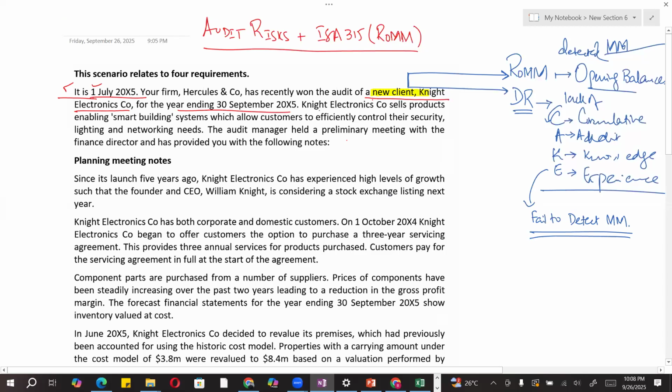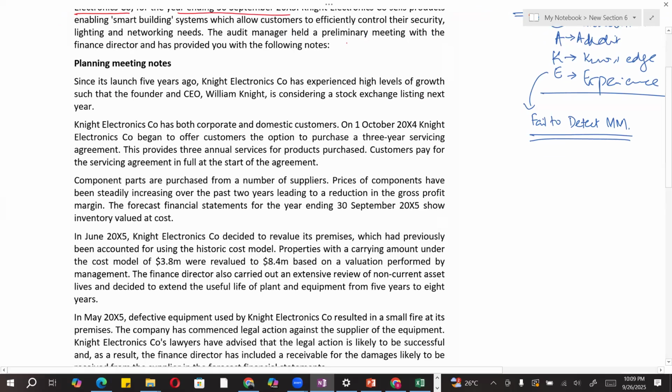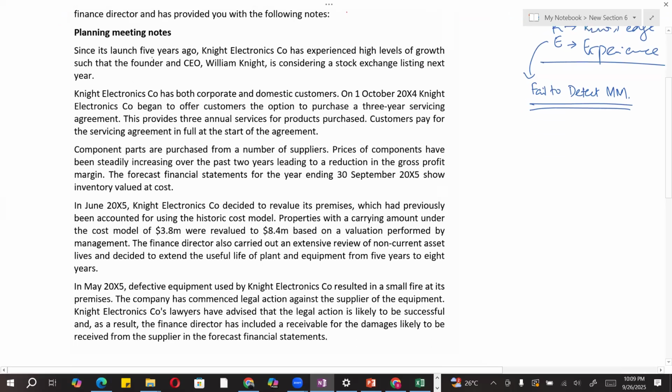Knight Electronics Co. sells products enabling smart building systems, which allow customers to efficiently control their security, lighting, and networking needs. The audit manager held a preliminary meeting with the finance director and has provided you with the following notes. Since its launch 5 years ago, Knight Electronics Co. has experienced high levels of growth, such that the founder and CEO William Knight is considering a stock exchange listing next.